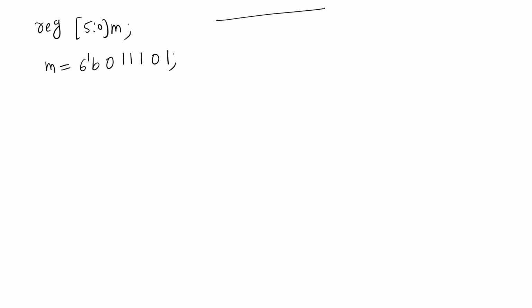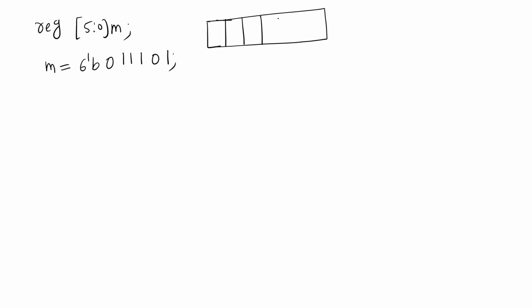Suppose next we take the range 5 down to 0, and I am declaring m. Here I'm assigning a value. Suppose m equal to 6 tick binary 011101. So I'm declaring it. That means here, I told you, horizontally how many locations will form?